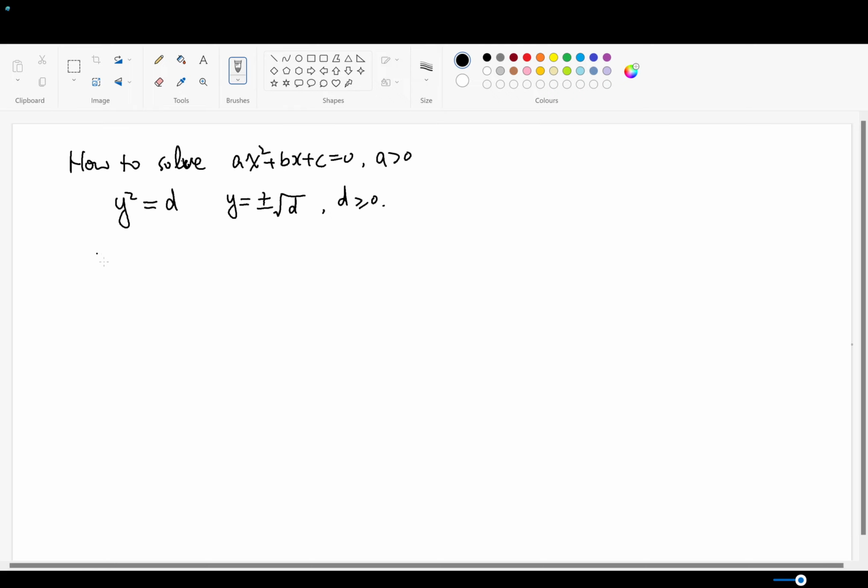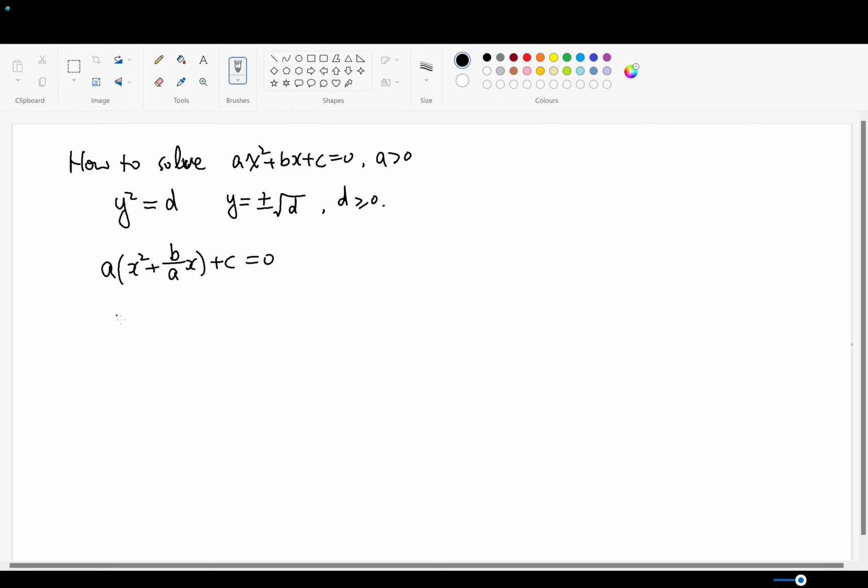So first we factor out a out of the first two terms at the left side of the equal sign. So we single out a out of the first two terms. So what we get is something like this. If you multiply a back into the brackets, you will get the original form. And then we try to write the two terms inside the bracket into a form of the summation of a square plus some other number.